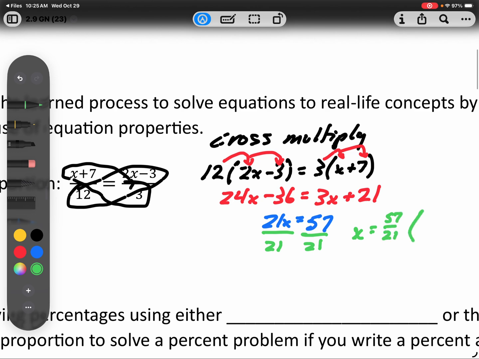Now remember, we don't necessarily want to have fractions per se in play here. And so I'm just going to punch it into my calculator, and I'm going to get a decimal of approximately 2.71. And again, that's rounded just for the sake of knowing what exactly we got going on.